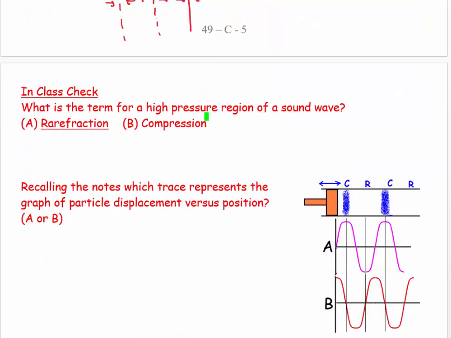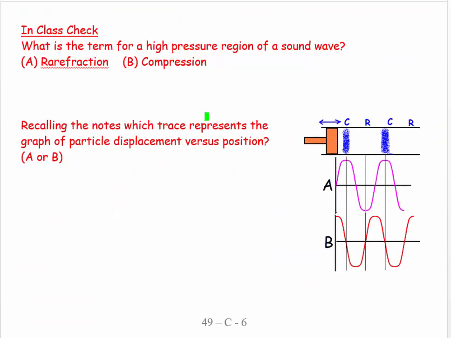So what do I need you to know out of this? A couple of things. What is the term for a high pressure region in a sound wave? Well, it's a compression, sometimes called a condensation. I don't like to use that term much because it reminds us of the liquefaction of a vapor, and we're not liquefying anything. So I prefer the term compression. And if I'd said a low pressure region, I would have called it the rarefaction.